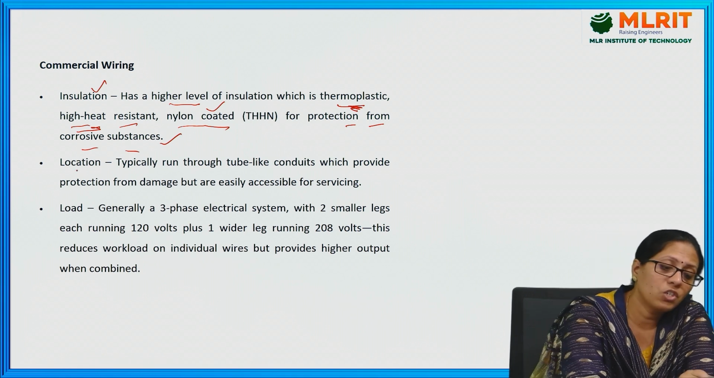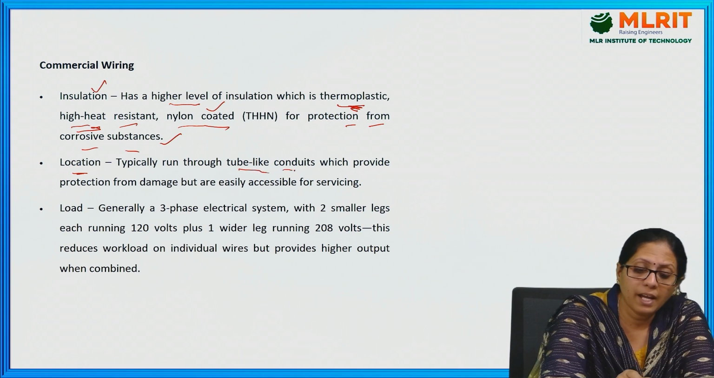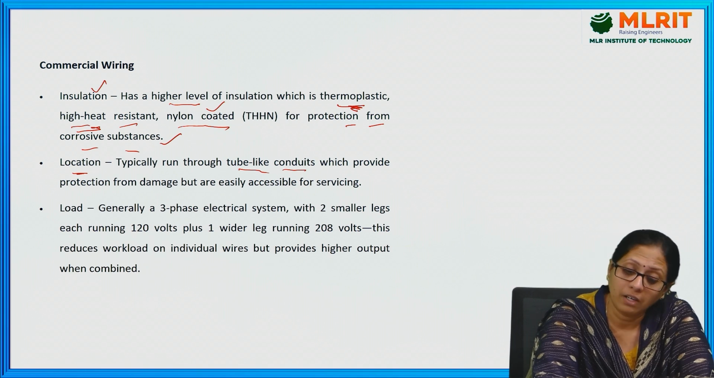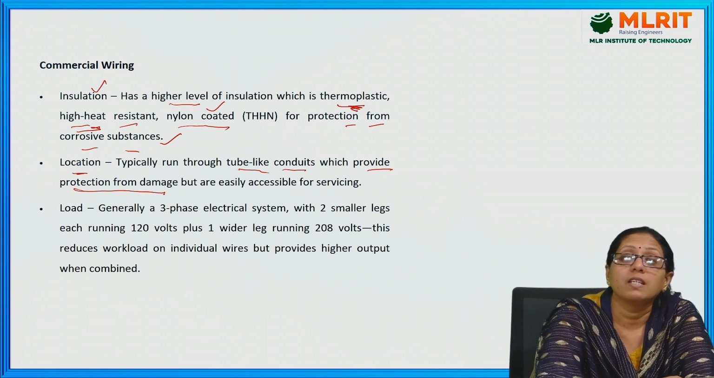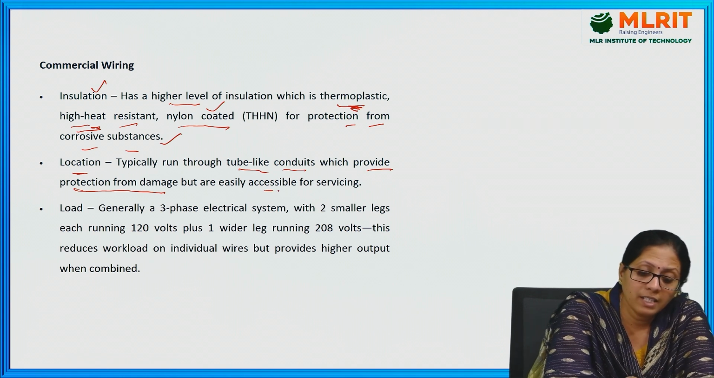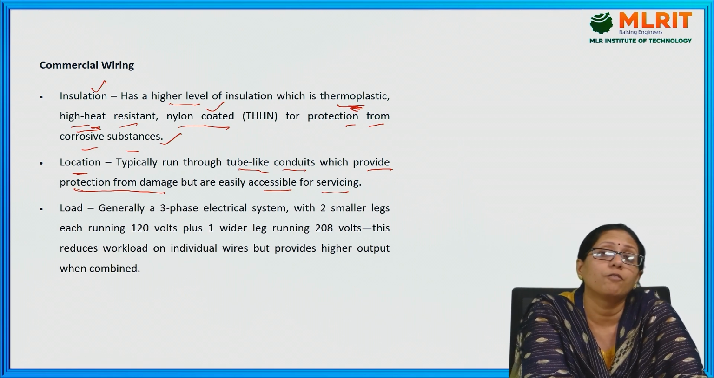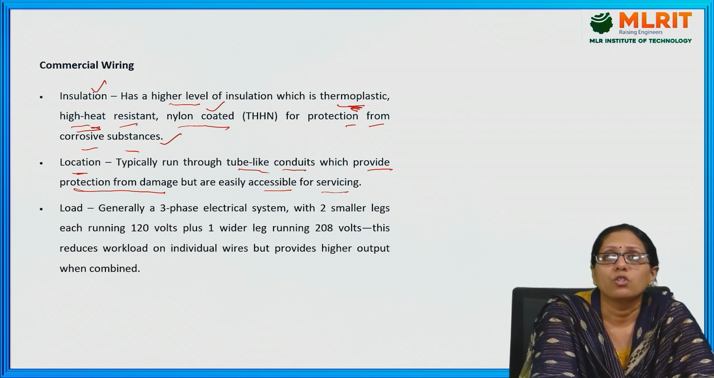And location: typically run through tube-like conduits. In a commercial wiring system, the wires are placed inside tube-like conduits which provide protection from damage. These conduits protect the wires from damage but should be easily accessible for servicing. That is, for maintenance, the wires should be easily available. In that manner, the location should be chosen.